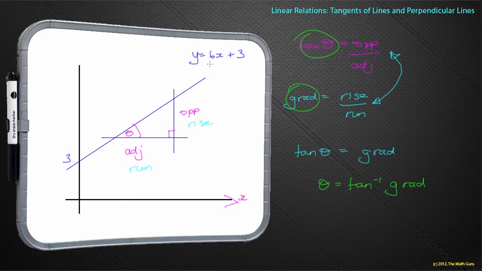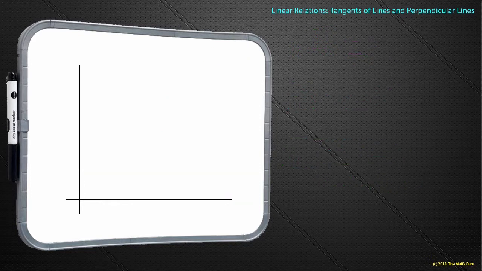So you could either be given the gradient here, the number in front of the x, which is the gradient form, or we could be given two coordinate positions, and we could find the gradient using rise over run. But perhaps one of the most important formulas you're going to be using for the moment is that tan theta is equal to the gradient. Well, that's pretty important, and let's just introduce one more concept before we do a couple of examples.